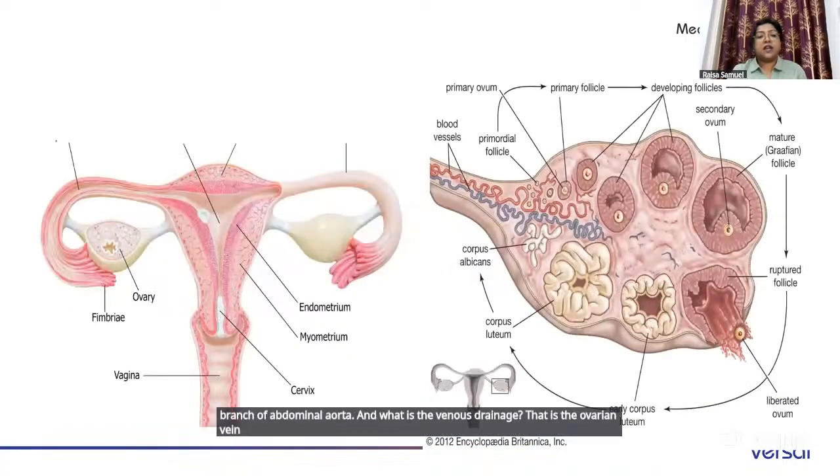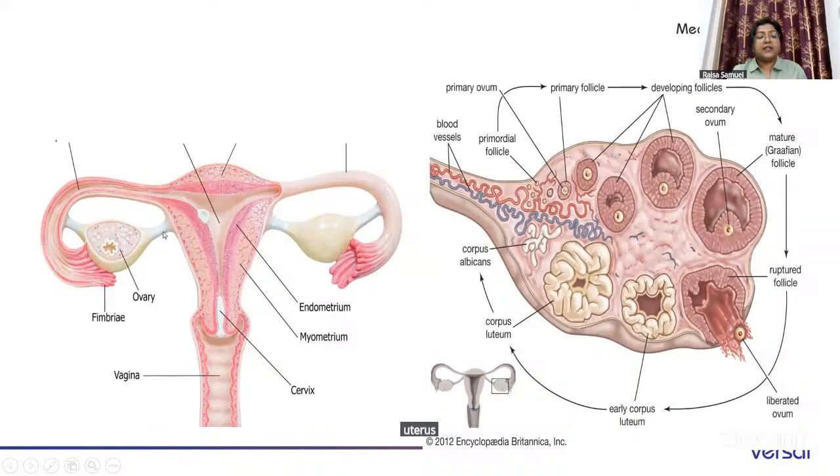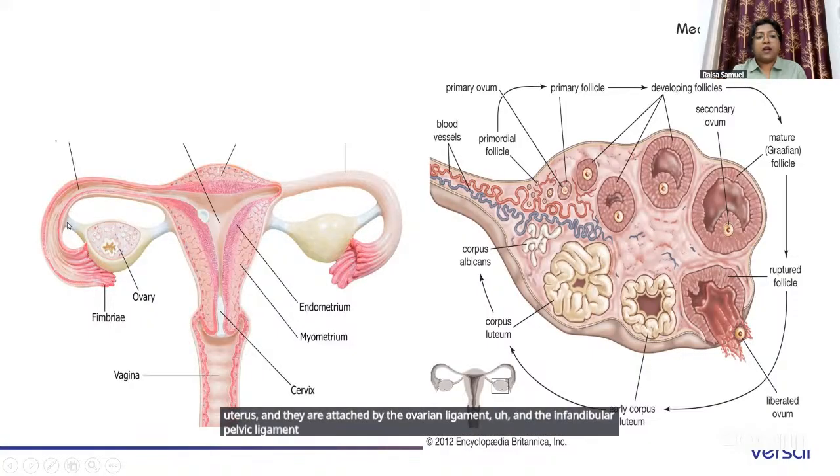So this is the cut section of the ovary. Here you can see the ovary, which is almond shaped or oval shaped, on either side of the uterus, and they are attached by the ovarian ligament and the infundibulopelvic ligament on either side. And here is the cut section of the ovary, which shows the cortex and the medulla. The cortex will contain the follicles.